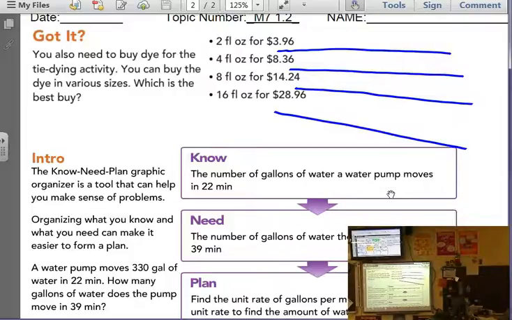All of this is 396 divided by 2. So we need 396.